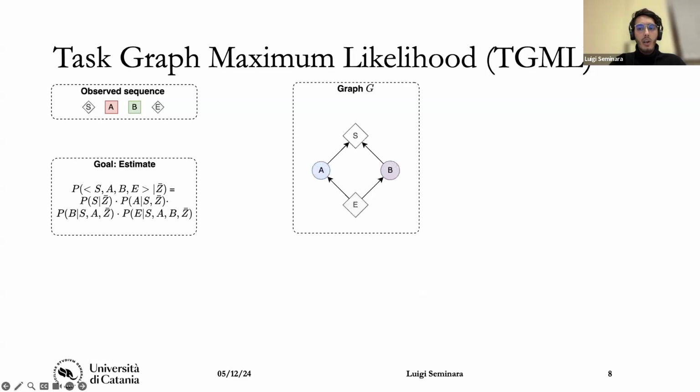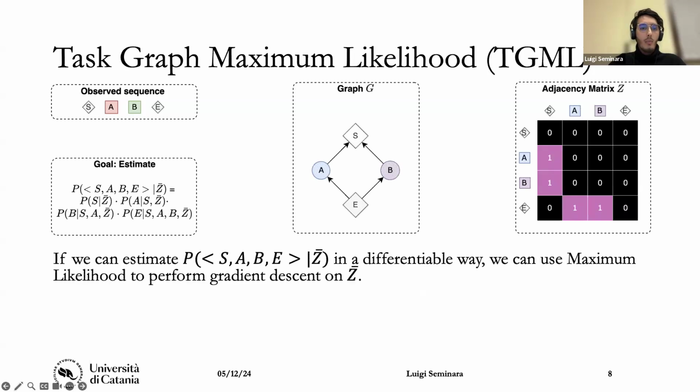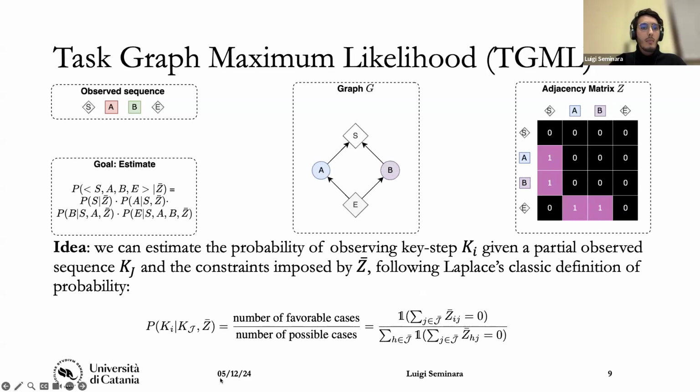Let's consider the following graph, which is described by the following adjacency matrix. If we can estimate the probability of this sequence in a differentiable way, we can use maximum likelihood to perform gradient descent directly on the adjacency matrix. Yes, we can do that, but the step functions are not differentiable. So the idea is that we can estimate the probability of observing a key step k_i given a partially observed sequence and the constraints imposed by the adjacency matrix, following Laplace's classic definition of probability.